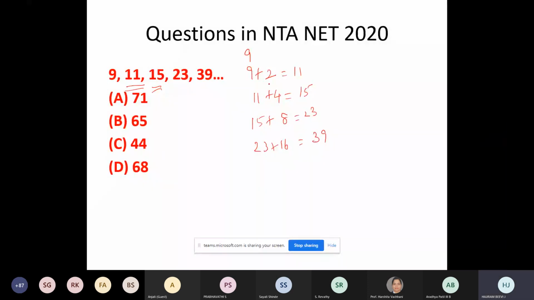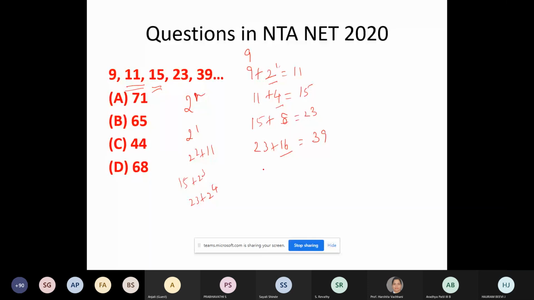So see the pattern here. In every element we are adding 2, 4, 8, 16. So this one is based on the 2 power n pattern. The first one is 2 power 1, so 9 plus 2 is 11. Then the second one, 4, is 2 power 2, so 11 plus 4 is 15. Next is 15 plus 2 power 3, so here 23. Then the next one, 23 plus 2 power 4. 2 power 4 means 16. 23 plus 16 is 39.